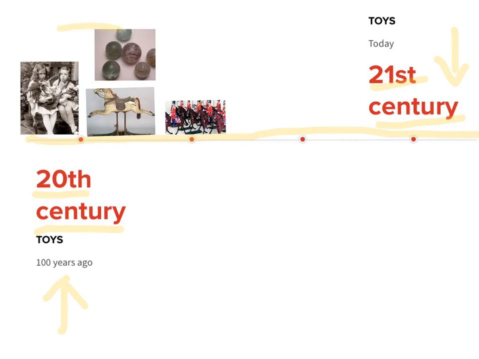Here we can see the popular Victorian toys played within the 20th century. And we're going to add to this timeline as we compare and look at toys that were popular in the 21st century, which is today. Now on this timeline, I haven't put them in order of when they were created because some toys were made in the 19th and 18th century. Remember, a century is a period of 100 years. This timeline is just to show the progress of toys that were popular.